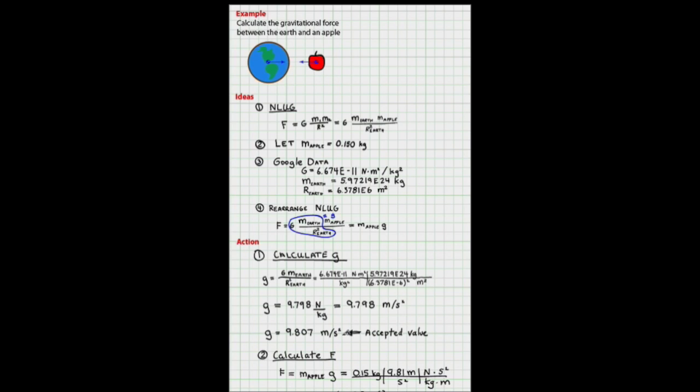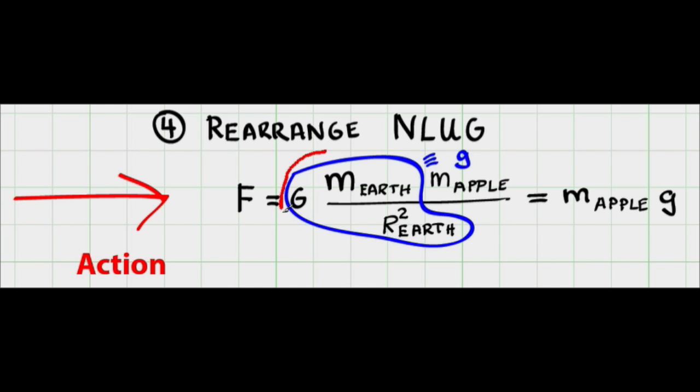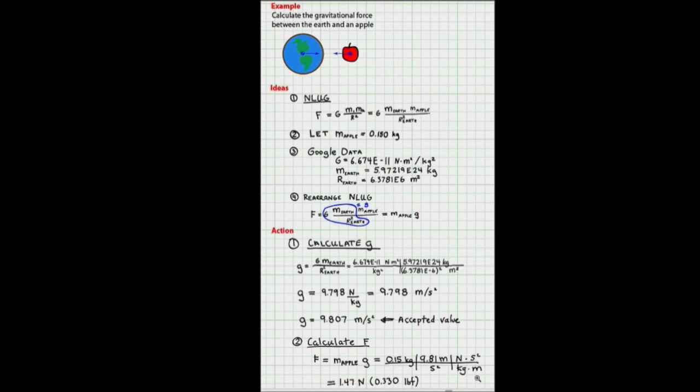The point of this example is that anytime you do a problem like this, the gravitational force between the Earth and any object, this group of terms right here, let's zoom in on that, this group of terms right here will always end up being a constant. Let me zoom back out so again you can see the whole example.